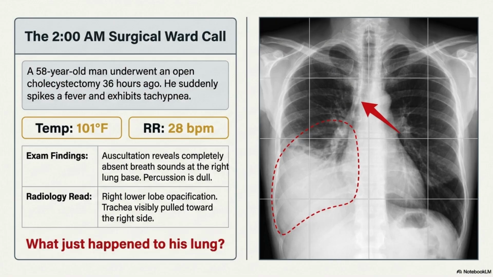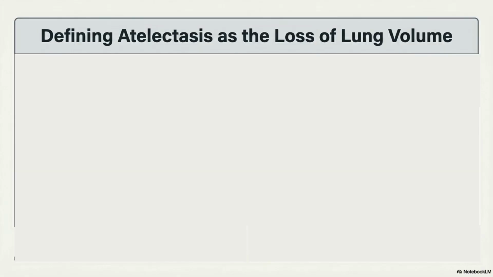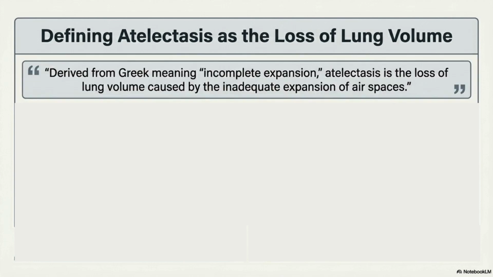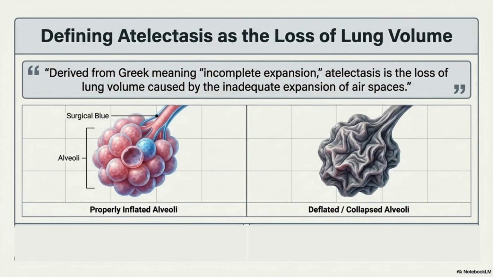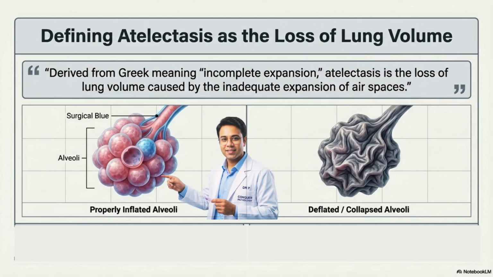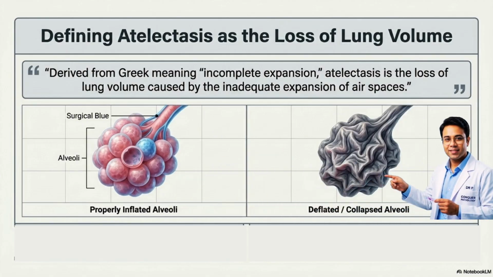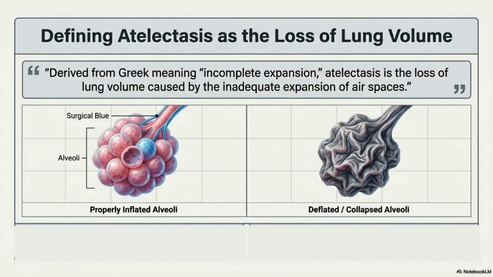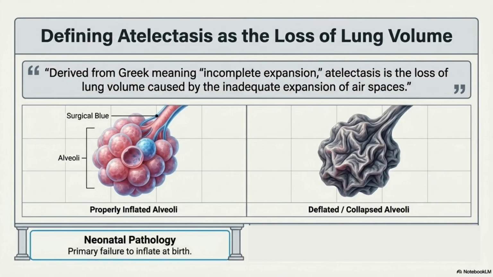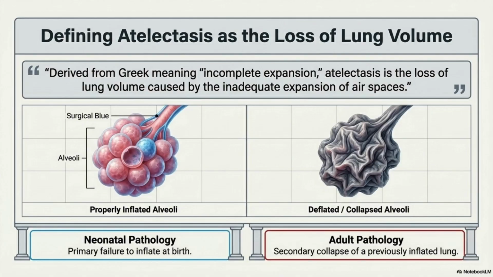What just happened to his lung? We will answer that by the end of this lecture. First, we are defining atelectasis as the loss of lung volume, derived from Greek meaning incomplete expansion. Atelectasis is the loss of lung volume caused by the inadequate expansion of air spaces. Look at this diagram here. Notice the stark contrast between the properly inflated alveoli and the deflated or collapsed alveoli. We divide this into two main categories: neonatal pathology, which is a primary failure to inflate at birth, and adult pathology, which is a secondary collapse of a previously inflated lung.